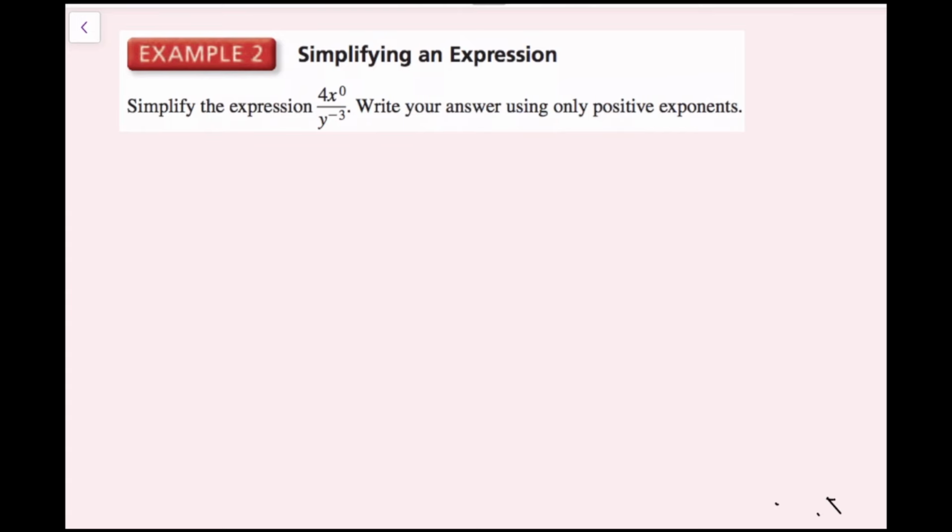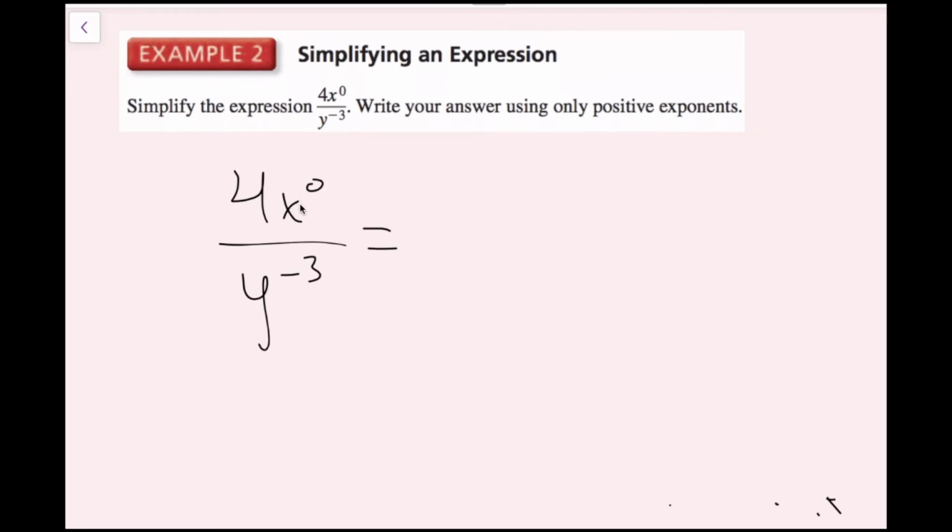In example 2, we're going to simplify the expression 4x to the power of 0 over y to the negative 3rd power. Write your answer using only positive exponents. The reason we say that is that technically, to be simplified, all of our exponents have to be positive, and there's only one of each variable here. I'm going to rewrite this as 4x to the 0 over y to the negative 3, okay? Well, I forgot my 0. First thing I notice is x to the power of 0. This is going to turn into 1.